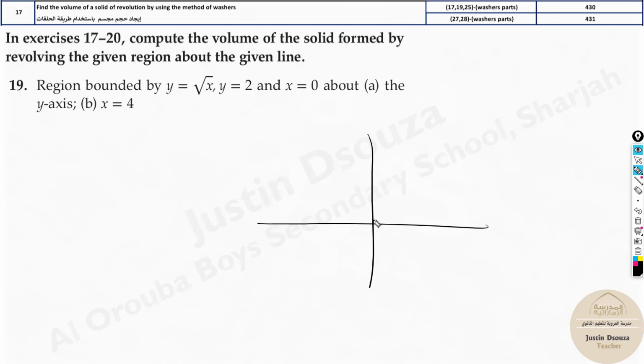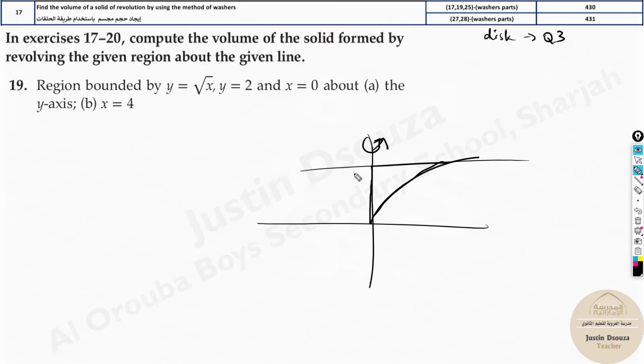What happens? Y is equal to root x will be something like this graph, and y is equal to 2, so it's somewhere over here. And x is equal to 0, that means this part. So we have to focus on this region. And if you're doing it about the y-axis, that will be like this. Again, this will be a method of a disk. It's a disk problem in question 3.